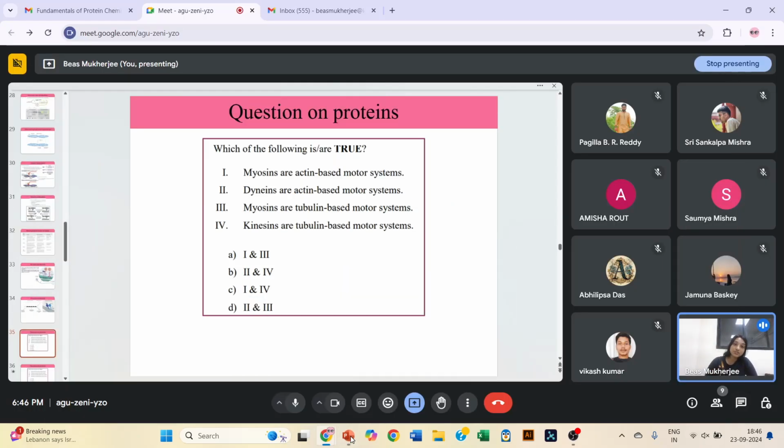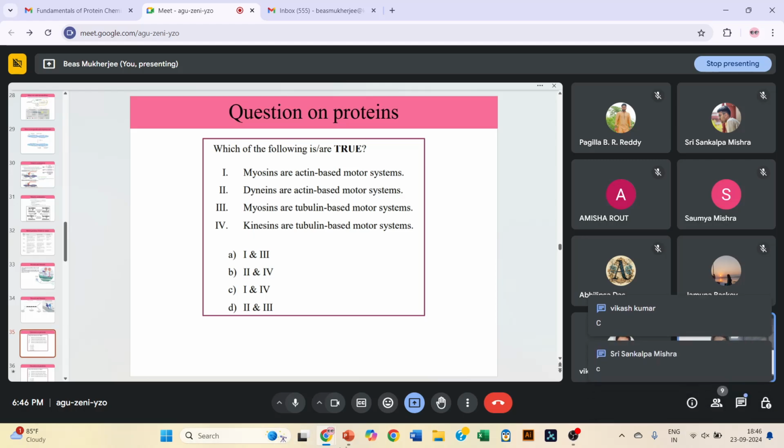So we have the first question, which is: which of the following is true? Myosins are actin-based motor system. Dyneins are actin-based motor system. Myosins are tubulin-based motor system, and kinesins are tubulin-based motor system. Which of the two sentences do you think are right? C. Okay, very good.